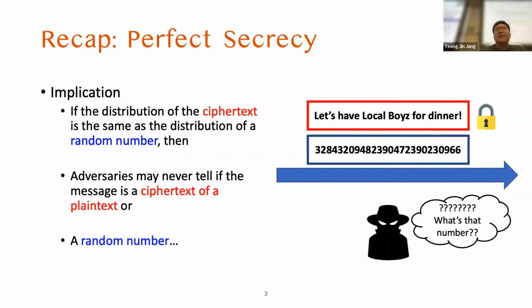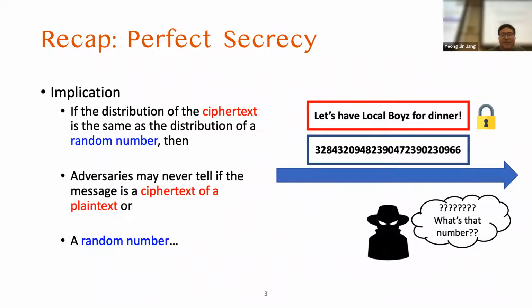So we learned the notion of perfect secrecy, and there is a lot of mathematical background, probability and that kind of theory. But the important implication is that if we can make the distribution of the ciphertext look like a distribution of random numbers, then adversaries may not know whether it is a random number or not. That should hold for a secure scheme, no matter how many messages attackers observe. That's the definition of perfect secrecy.